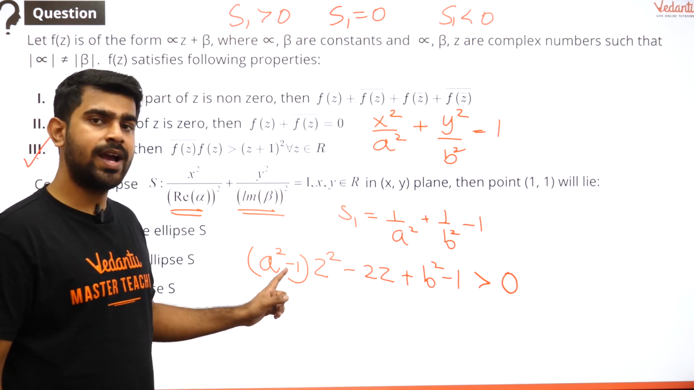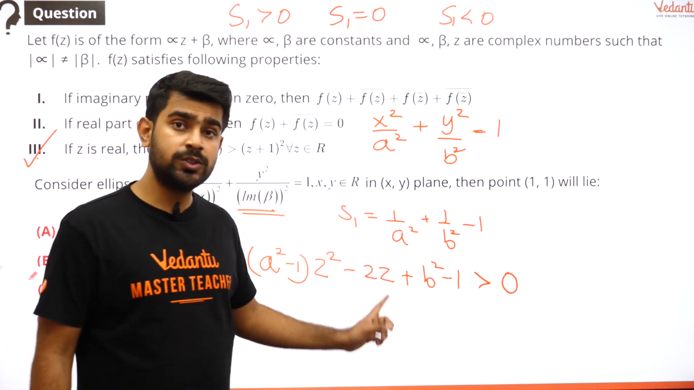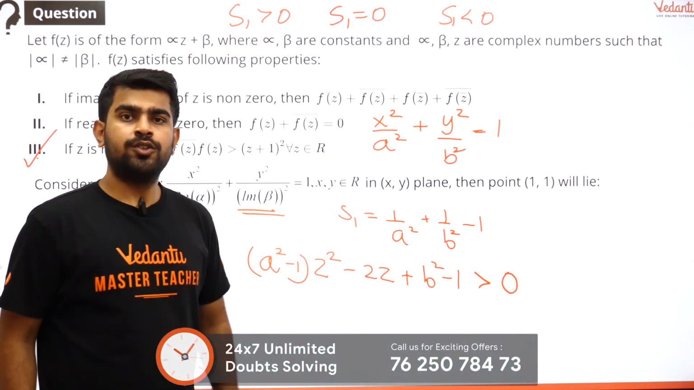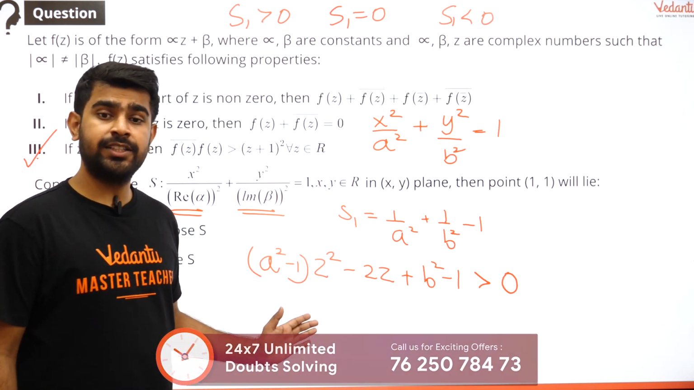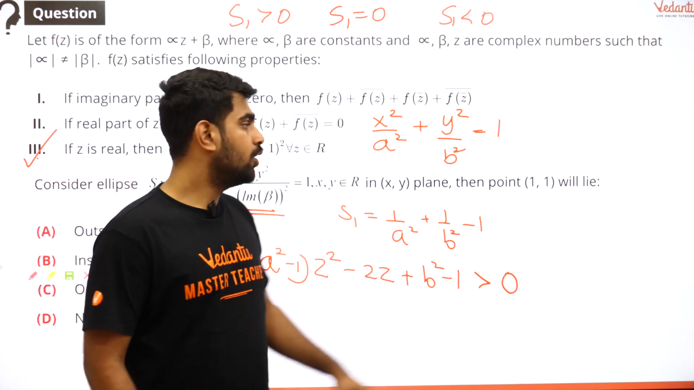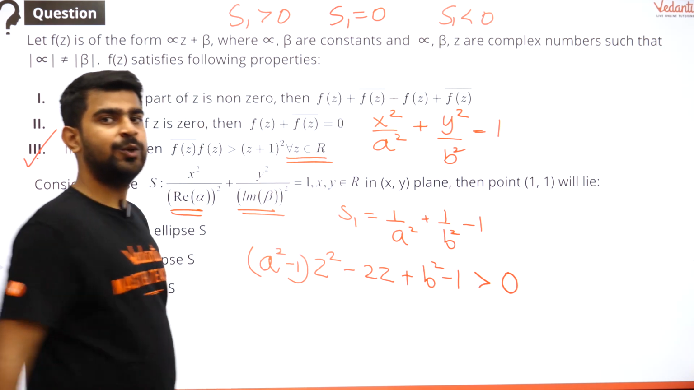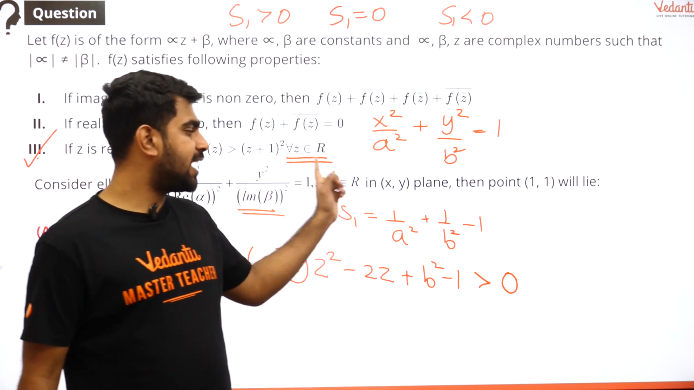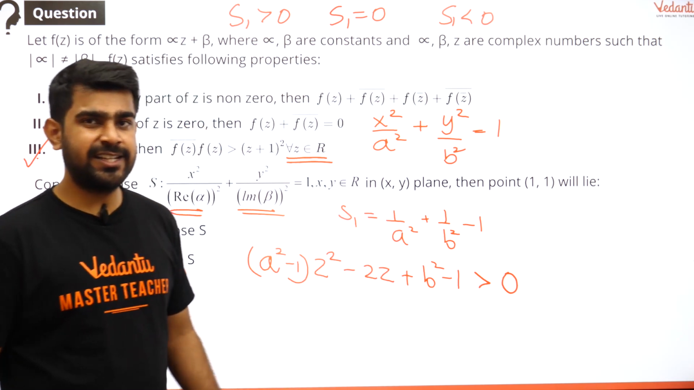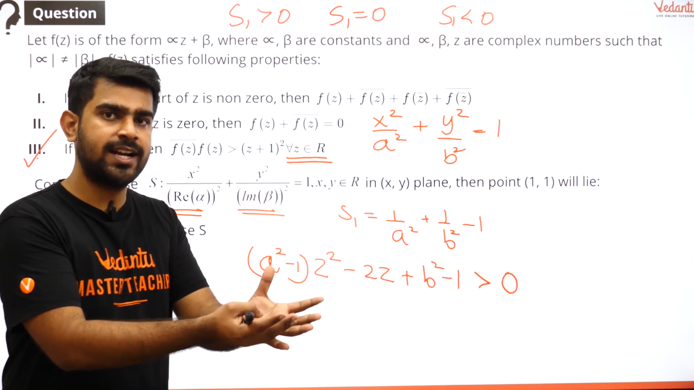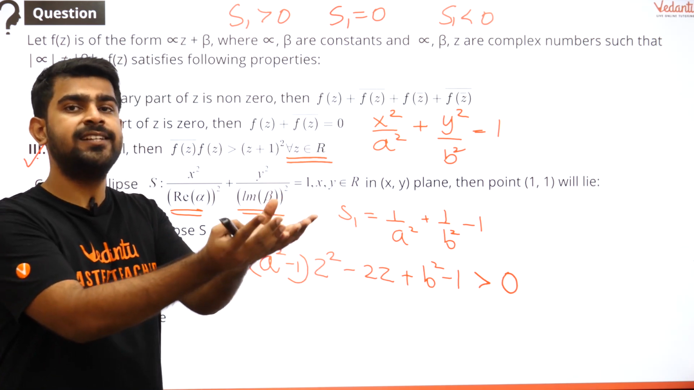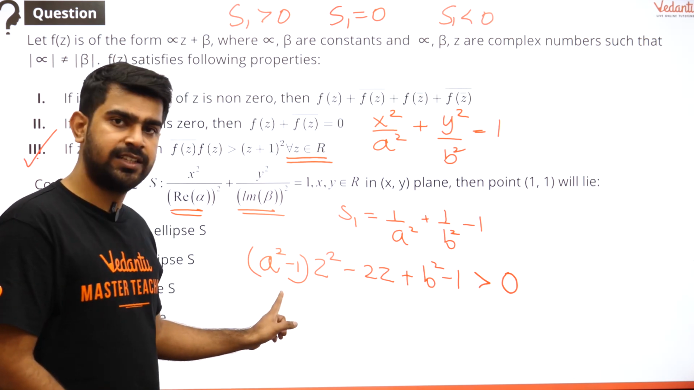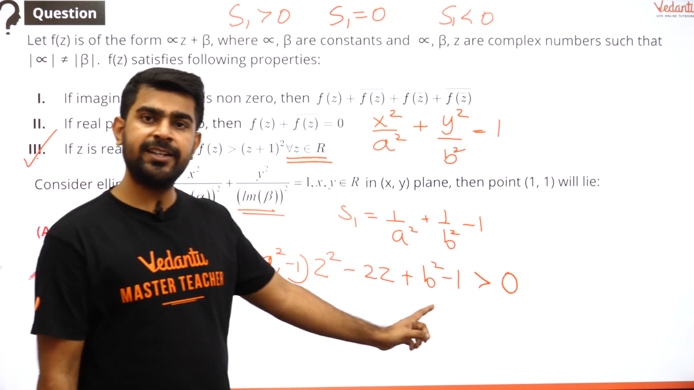Okay. So we have a square minus 1 times z square minus 2z plus b square minus 1 is greater than 0. So now we have a quadratic equation which is always greater than 0 for all z. Okay. So when can this happen, guys? I'm sure all of you are aware of it. This can happen only when you have imaginary roots, is it not? Because I want my quadratic graph to be always above the x-axis, and it is possible only when my coefficient of x square is positive as well as my discriminant is less than 0.